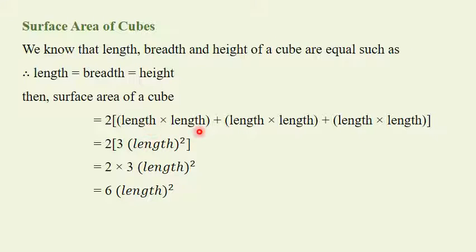So 2 times (length into length plus length into length plus length into length), and this will be equal to 3 times length square, because when length is multiplied by length, that will be equal to length square, and they are 3 times. So we can write 3. And now the 3 and 2 are digits and constants, so we can multiply them easily. 2 3s are 6 and length square. So this is the formula for finding the surface area of a cube with all the sides equal in measure.